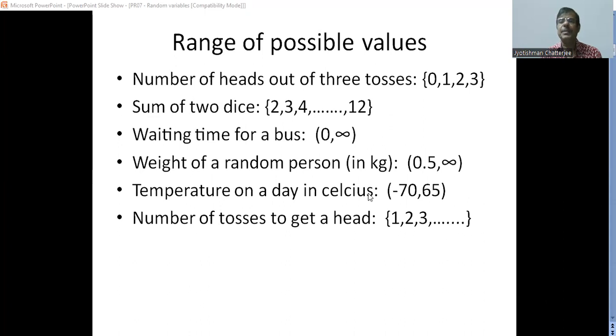Compare this thing with sample space. Sample space gives you the set of all possible outcomes. That's very important. Here, we are considering the range of possible values for the random variable. It's nice to know what the possible values for a random variable are, although it's not always essential.